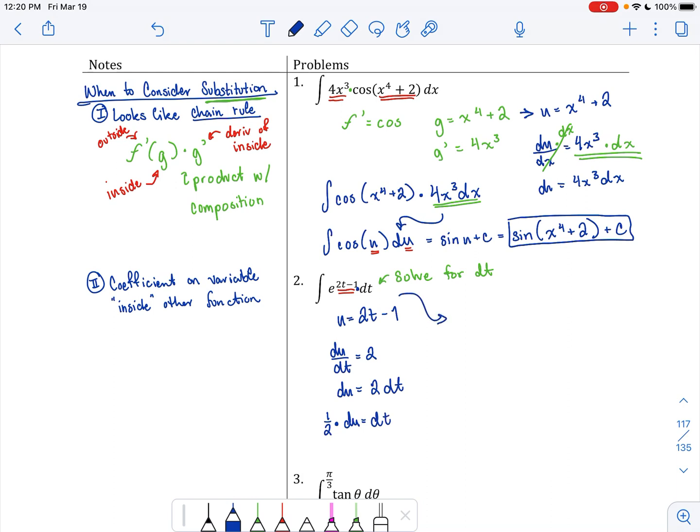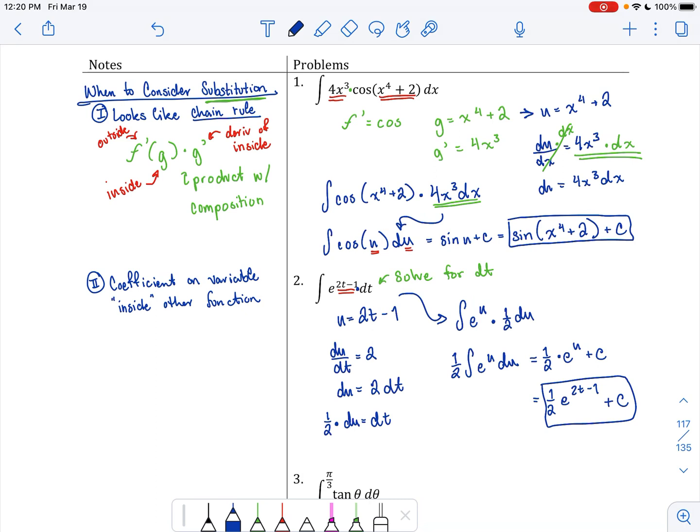So when I do my substitution, this is the integral of e to the u times 1/2 du. And the nice thing here is that this is a coefficient, so we can just bring that out and say, oh, well, that's 1/2 of the integral of e to the u du, which is 1/2 times e to the u plus c. Substitute our u function back in: 1/2 e to the 2t minus 1 plus c. And there's our final answer.